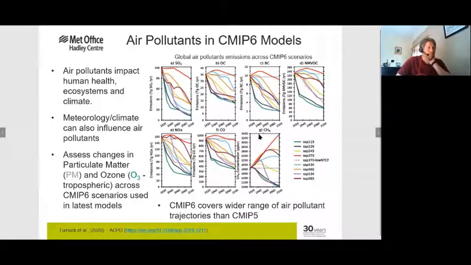Methane concentration change is a particularly interesting one as a tropospheric ozone precursor. As you can see, there are quite high trajectories in a number of pathways here, and it's only the really high mitigation measures that aggressively attack and reduce methane concentrations into the future. So that's an introduction to it.